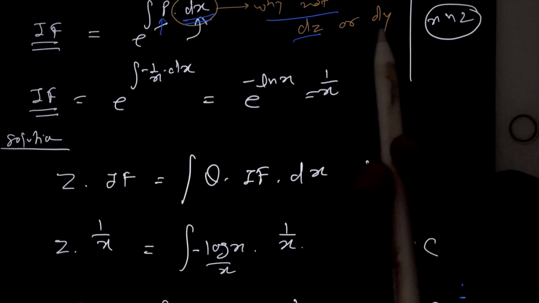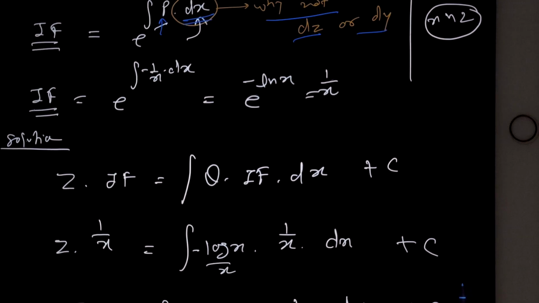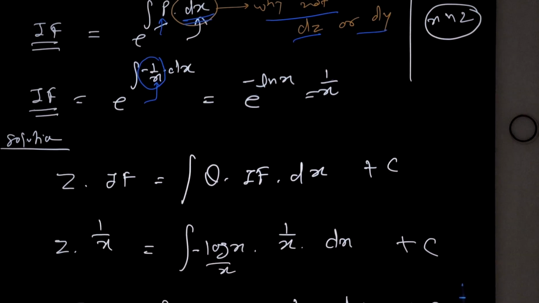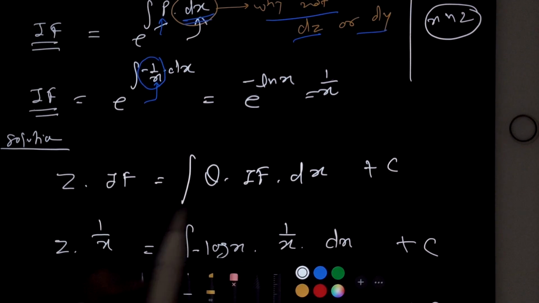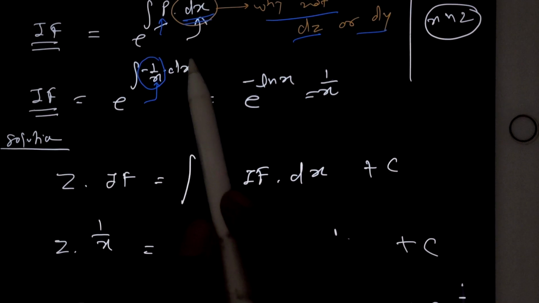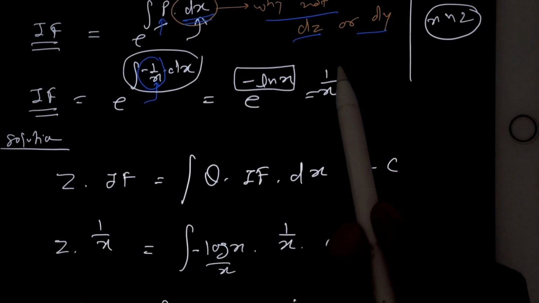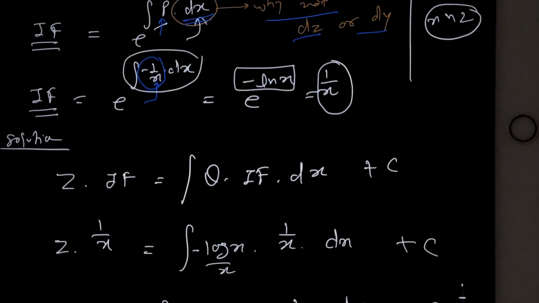So why not dz and dy? I hope you are clear, because p is a function of x. What is the value of p? Minus 1 by x. You can see here p is a function of x. Clear? Now what to do ahead? So if you integrate this, minus ln x, and then finally 1 by x will come as the integrating factor.